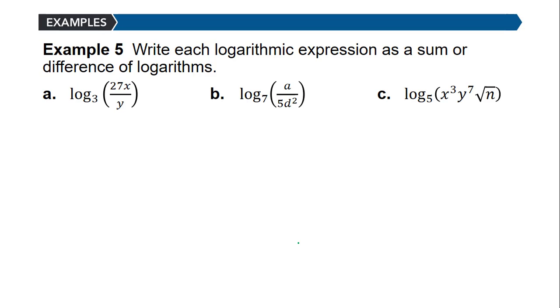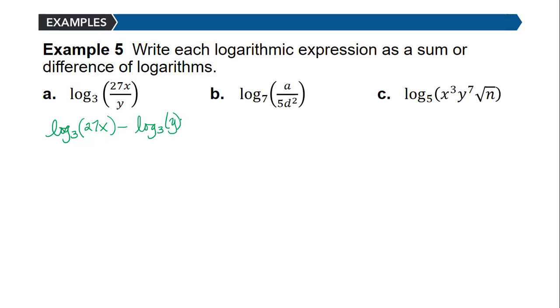And so the first one is log to the base 3 of 27x divided by y. The way you need to work these is to think about what is the argument. Is it a product, a quotient, or an exponential expression? We have a quotient. And so we're going to first convert this to the log to the base 3 of 27x minus log to the base 3 of y. So I simply applied that quotient property.